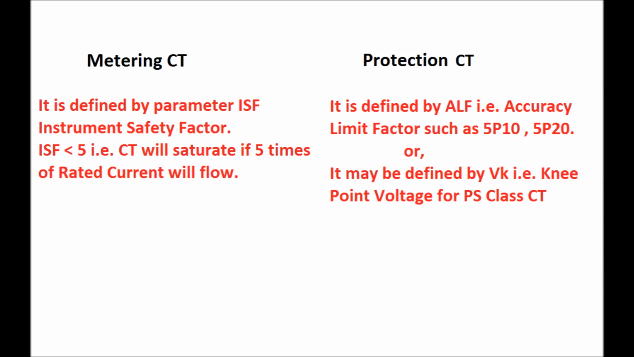The metering CT is defined by the parameter ISF. ISF is instrument safety factor. In case of the metering CT, it may be less than 5 or less than 6. It means if 5 times the rated current flows, then the CT will saturate to safeguard the instrument connected on the secondary side of the metering CT. In case of the protection CT, it is defined by a parameter that is ALF, accuracy limit factor, as in 5P10, 5P20, and it may also be defined by VK, that is knee point voltage, in case of protection special class CT.